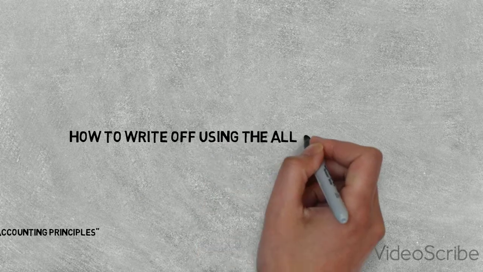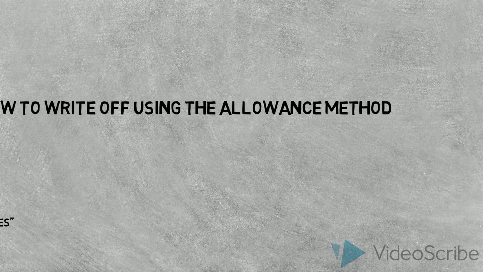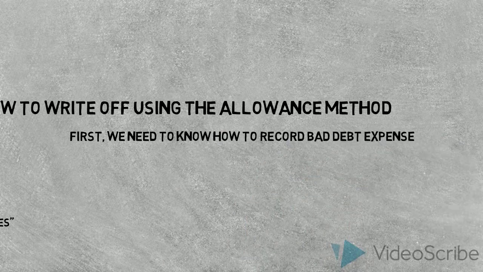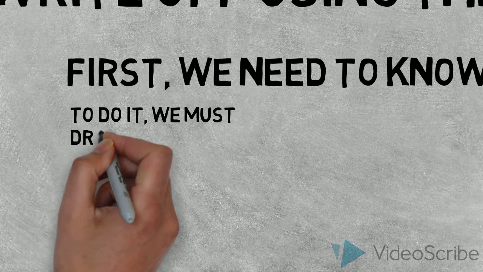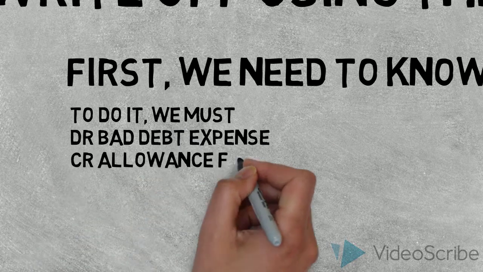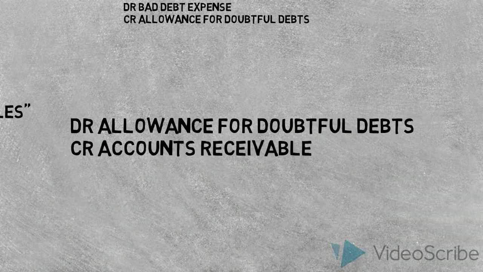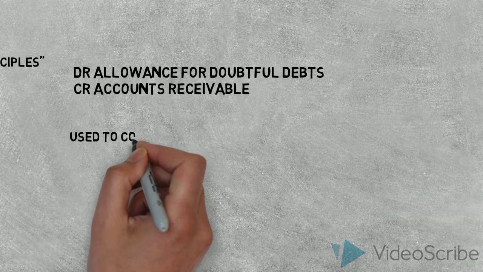How to write off using the allowance method. First off, we need to know how to record bad debt expense. To do so, we debit bad debt expense and credit the allowance for doubtful debts. Then to write it off, we debit allowance for doubtful debts and credit the accounts receivable account. We do this to cover up the drop in the accounts receivable.